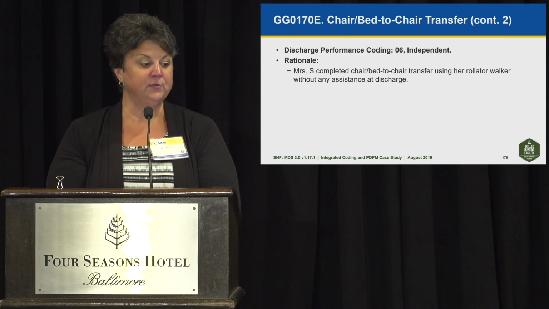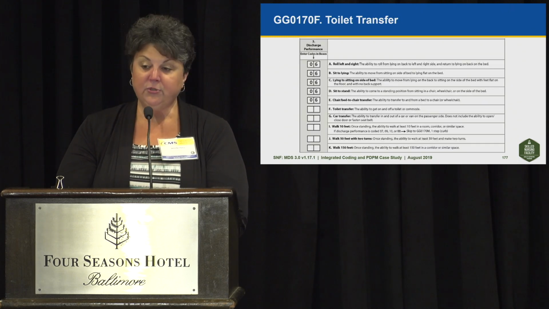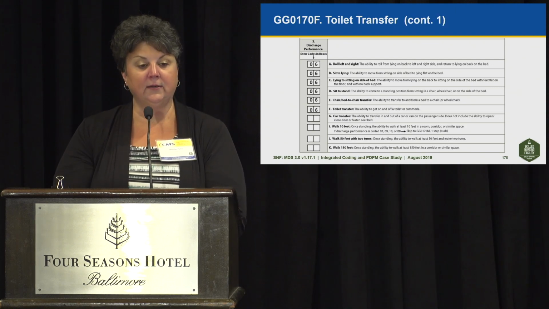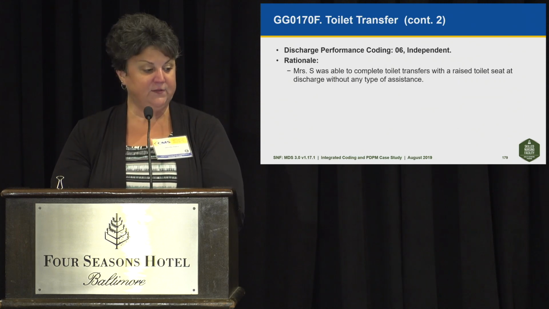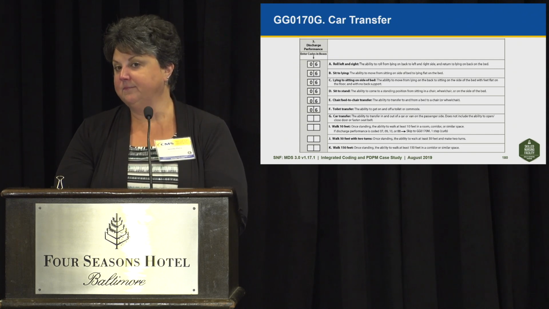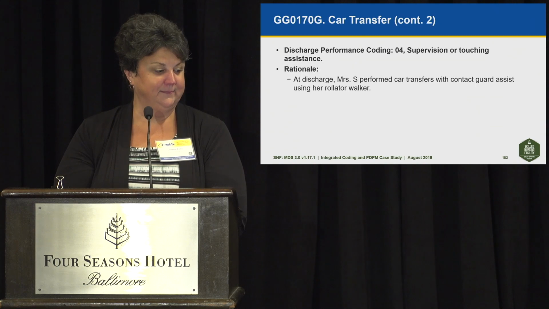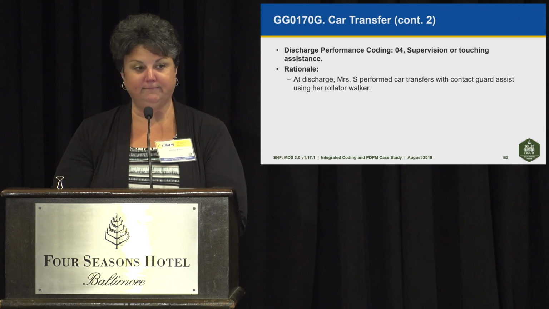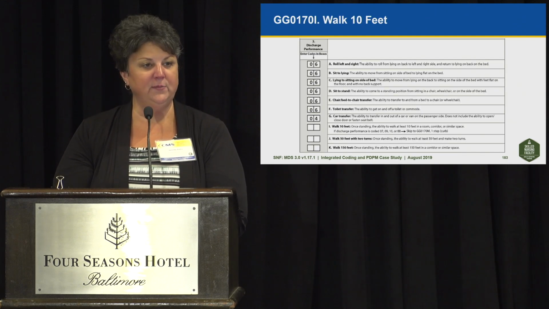Again, a 6, she could use her walker, but could do that independently. Her toilet transfer, again, a 6. She could get on and off that toilet without any help. She used a raised toilet seat, but that's just fine. And then the car transfer, how'd she do with that? 0-4, excellent. Again, at discharge, she performs those with just contact guard. What if someone just had to supervise her? How would she be coded then?